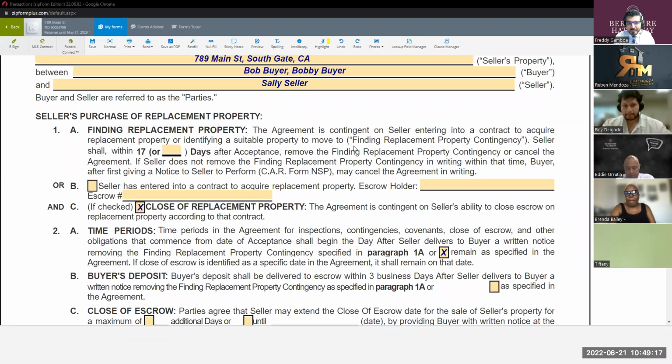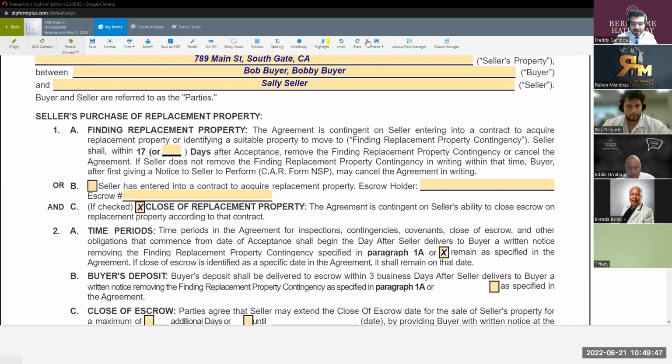How would you counter this back on a counter offer from the buyer, on the BCO, Buyer's Counter Offer? How would you put this in writing for the seller to remove that contingency? The wording, that's the one thing I always get stuck on, because I'm always asking people, how do you word it? So I would say seller has 17 days after acceptance to remove their contingency of replacement property. That's it.